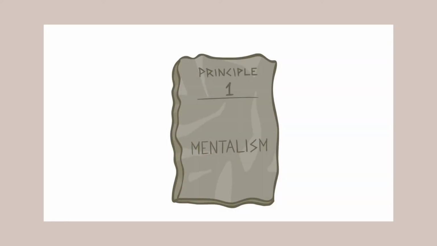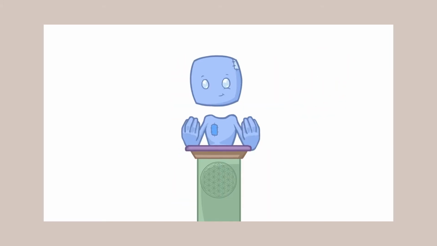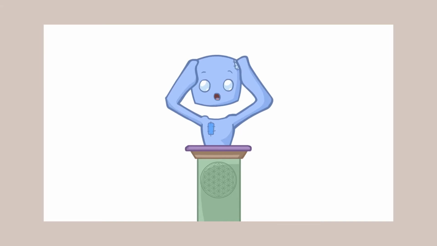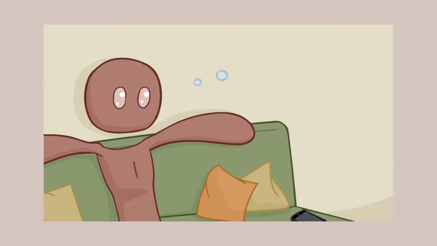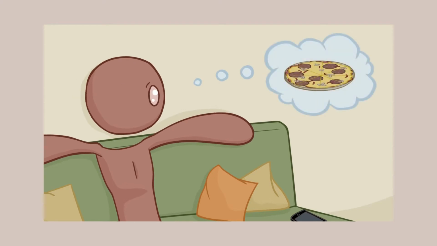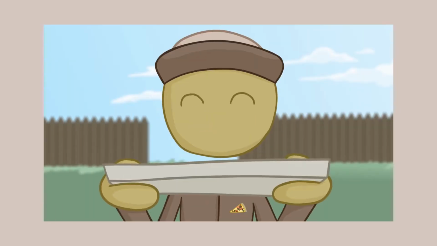Principle 1, Mentalism. Much like in the Corpus Hermeticum, this axiom embodies the idea that all is mind, something today we know as idealism. Basically, everything that happens is a result of a mental state which precedes it. For anything to exist, thoughts had to form first, which then form physical reality or manifestation.